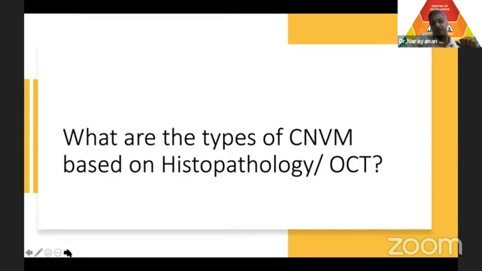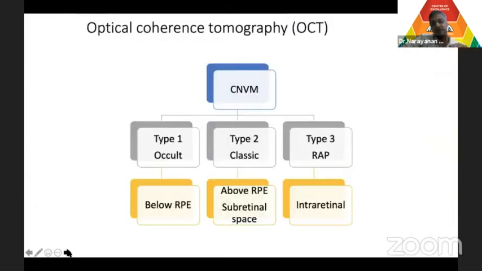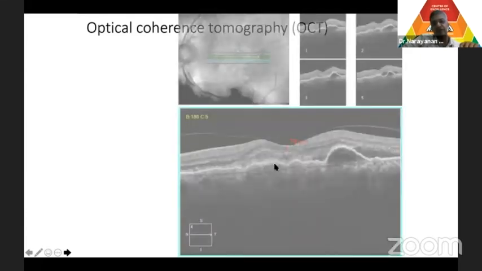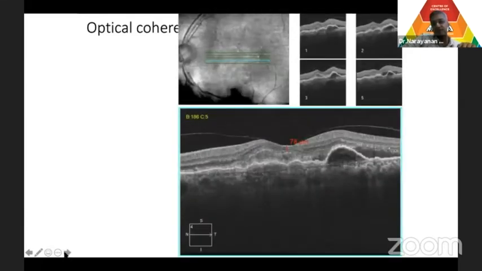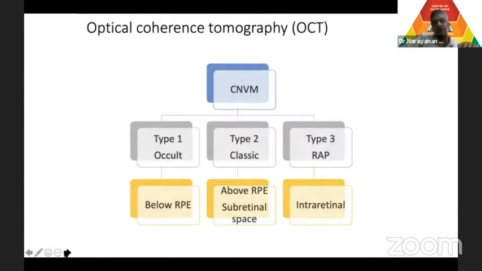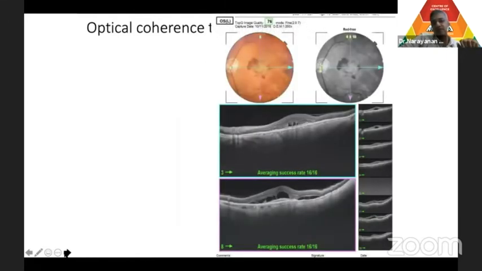What are the types of CNVM based on histopathology or OCT? There are mainly three types. Type 1 is what you see generally as occult CNVM on FA, which is below the RPE. As you can see here, most of the CNVM in this case is below the RPE. That has a different prognosis. Type 2 is generally classic CNVM on FA. Usually it is above the RPE, and this will have a slightly different prognosis.